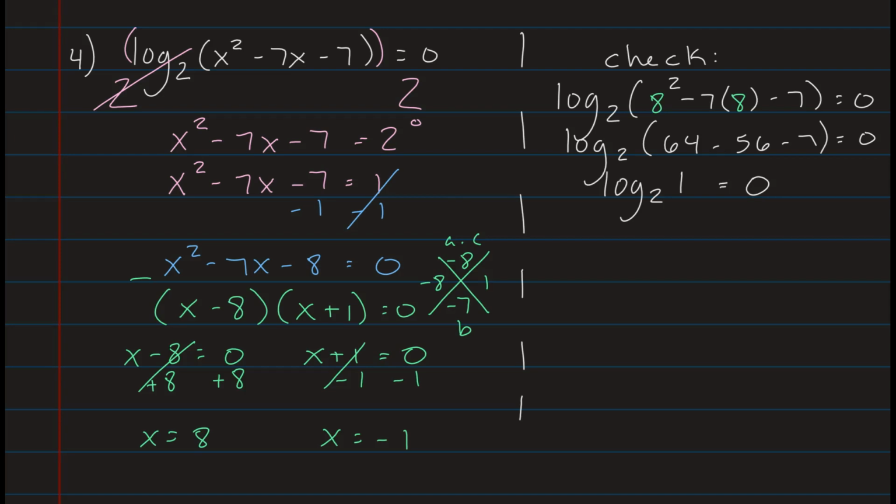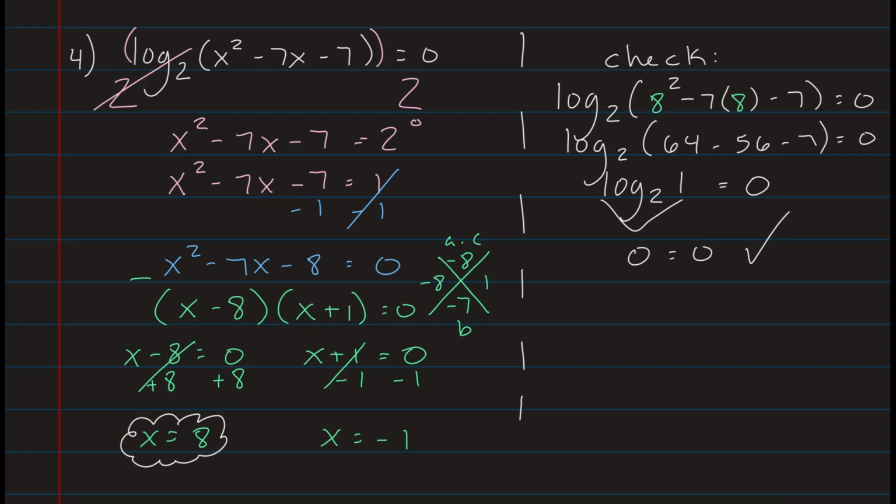So you ask yourself, when we're evaluating this log, what power do you raise 2 to be 1? You raise 2 to the power of 0 to equal 1. Anything raised to the power of 0 is 1. So this log evaluates to be 0. And the left-hand side is equal to the right-hand side, meaning 8 is a valid solution.